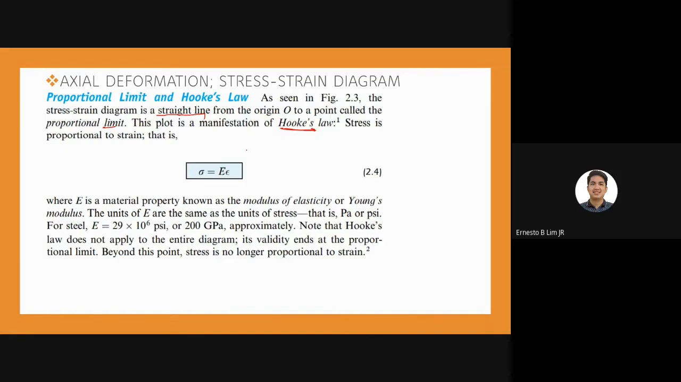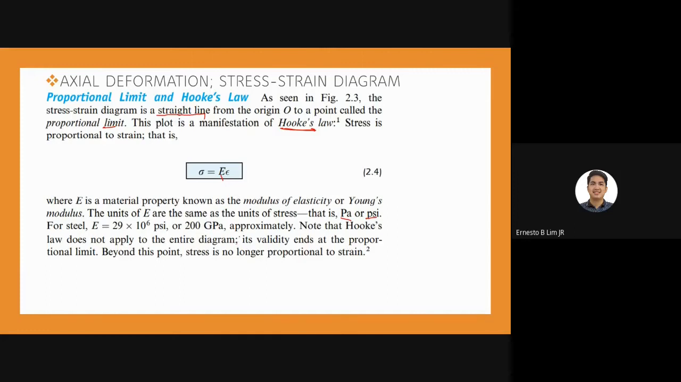That is, stress is equal to E times strain, wherein E is the material property known as modulus of elasticity or Young's modulus. The units of E are similar to stress, wherein we are using Pascal or PSI. This is a constant value, for example for a steel material. We have an E value equal to 29 times 10 raised to 6 PSI in US customary and 200 GPa for SI.